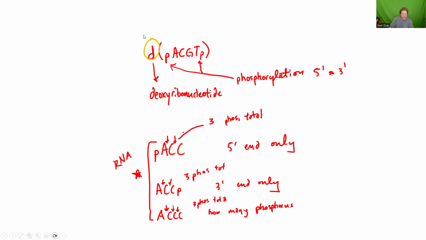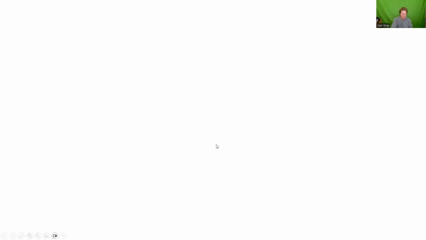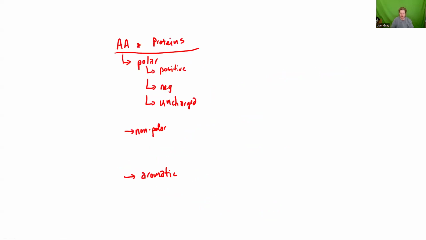Okay, so now what I'm going to do is go back to amino acids. So we've got our major groupings of our amino acids: polar positive, polar negative, polar uncharged, and non-polar, and then of course your aromatics. Before I get to amino acid structures, one thing important to know is the woman who's responsible for our one letter and three letter codes.